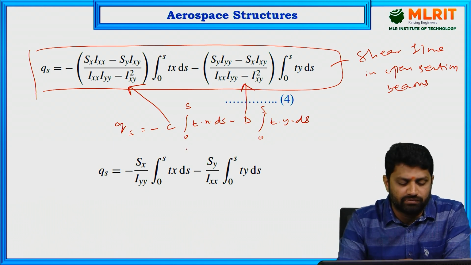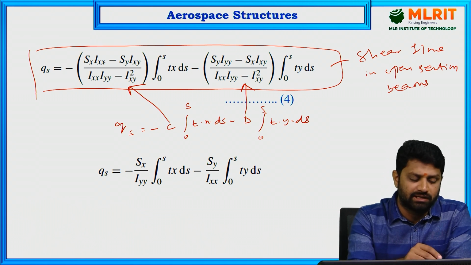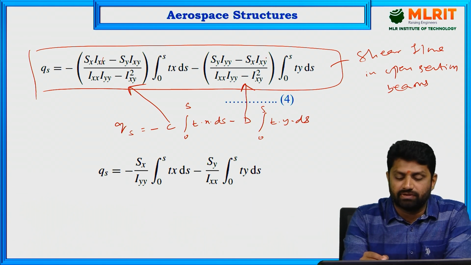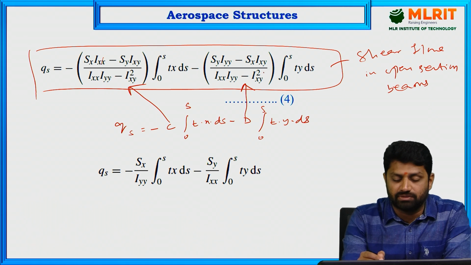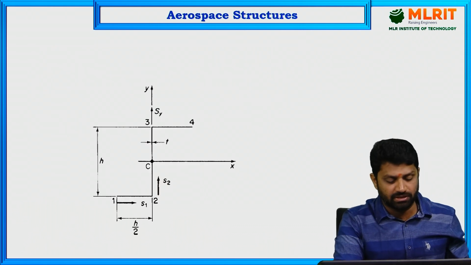Okay, so if you have an axis of symmetry, you can substitute the product of inertia Ixy as 0 here, and then it will reduce: Ixx will get cancelled and you get Sx by Iyy, and here also Sx Ixy gets cancelled if any axis of symmetry is there, and Iyy gets cancelled, and you are left with Sy by Ixx into integral 0 to s ty ds. So this is the formula for shear flow in open section beams.